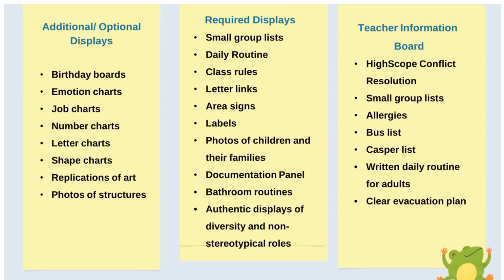Number and alphabet charts are functional and interactive when displayed at a child's eye level and in the interest area that correlates. For example, an alphabet chart could be displayed in the writing area as a reference for various writing experiences. Lastly, be mindful of streamlining displays to avoid visual clutter. Visual clutter can be overstimulating for children and can minimize the teacher's intentionality in using displays as a teaching resource.